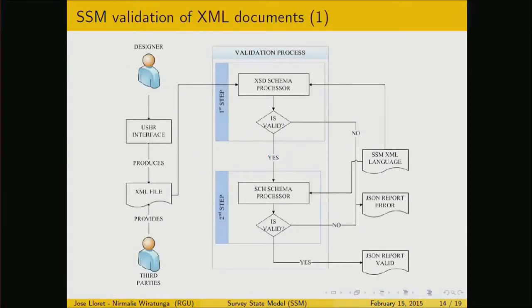But the important thing is how we validate XML documents according to our language. There are two steps. The first step is to create rules in XML Schema Definition. And the second step, we use Schematron to define business rules. Also, if the first step is not valid, we don't execute the second step that checks the business rules of the document.